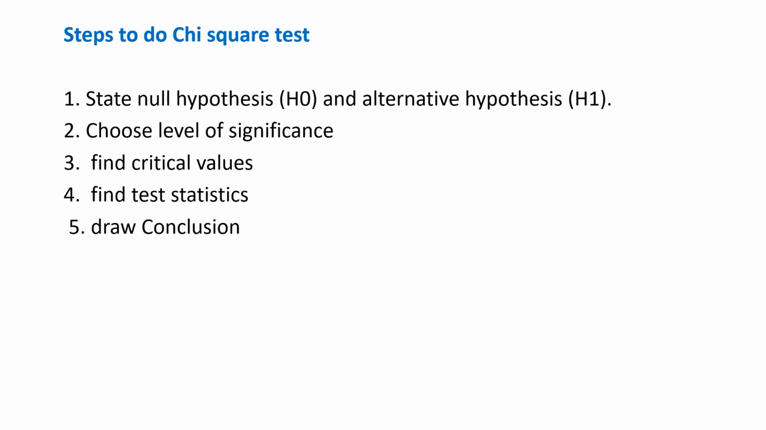What are the steps to perform the chi-square test? Just like all statistical analyses, first we have to state the null hypothesis and our alternative hypothesis. We select the level of significance or alpha level. We find the critical value in the table. Then we calculate the test statistic and then we draw a conclusion.